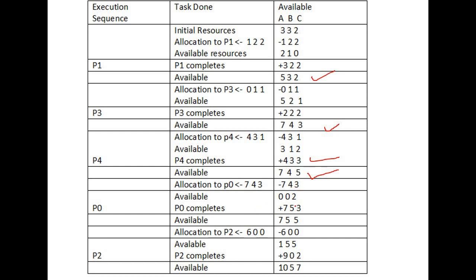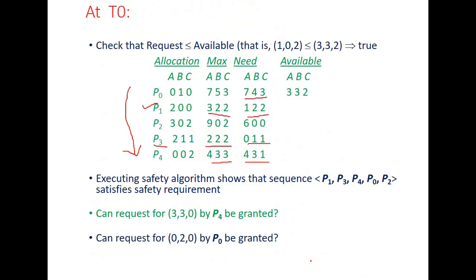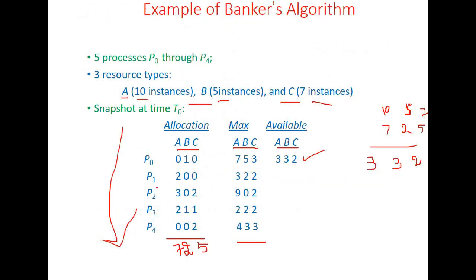Now P0 completes, it releases 753 resources. Now the list of available resources has 755. Then P2 will get 600 resources. Now the balance in hand is 155. P2 completes, it releases 905. So finally the total available resources will become 1057. That is nothing but the initial capacity of the resources.